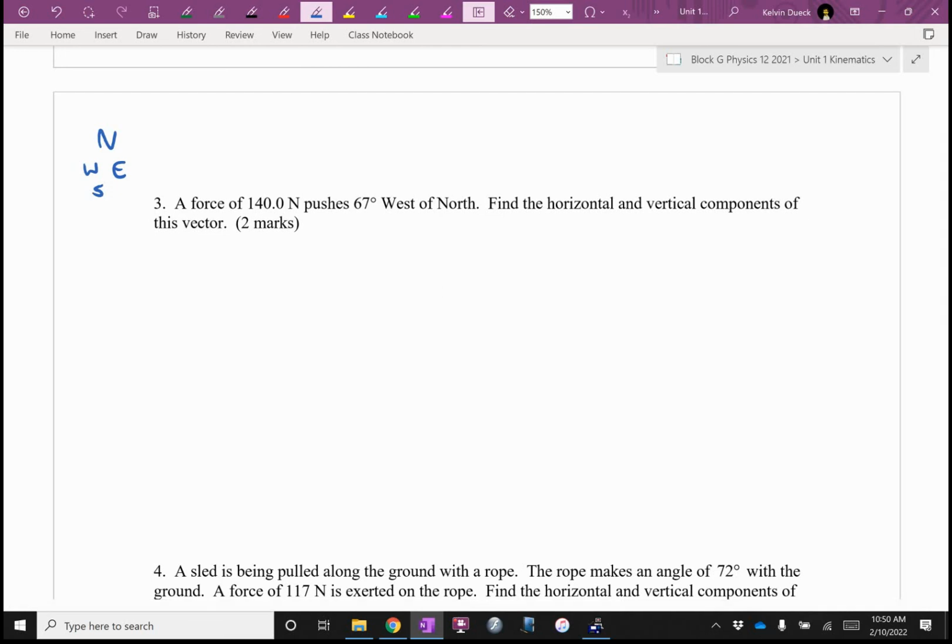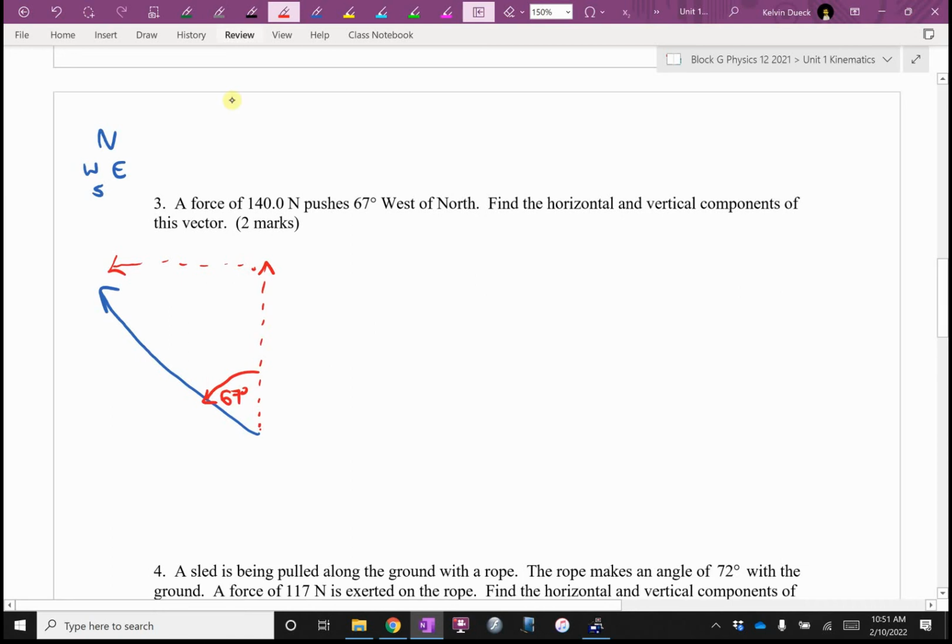I'm going to start out drawing north first. I'm going to go west of north, which I guess is that way. How far? 67 degrees. And now I'll draw this one in blue. I can break this up into horizontal and vertical components.